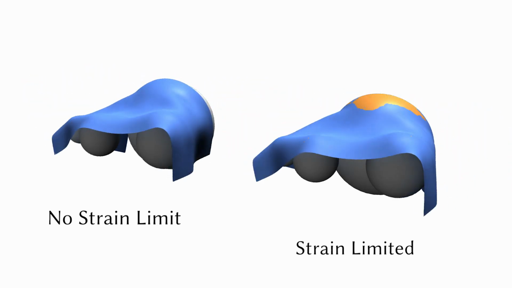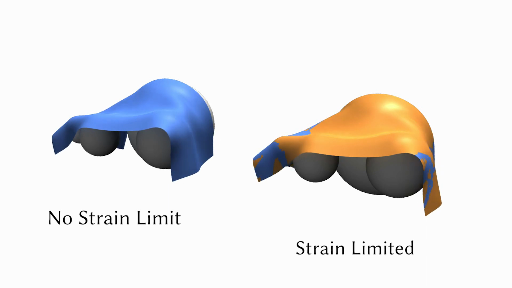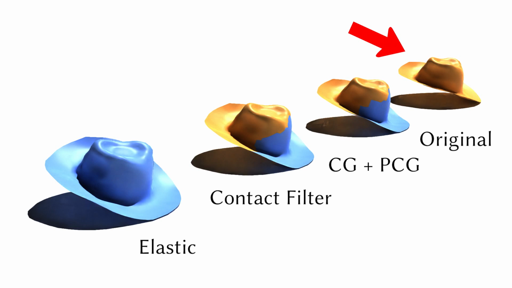Strain limits can also cause conditioning issues by raising the stiffness ratio. In the case of a rigidifying system, it instead increases the rates of rigidification, further improving the computation time.